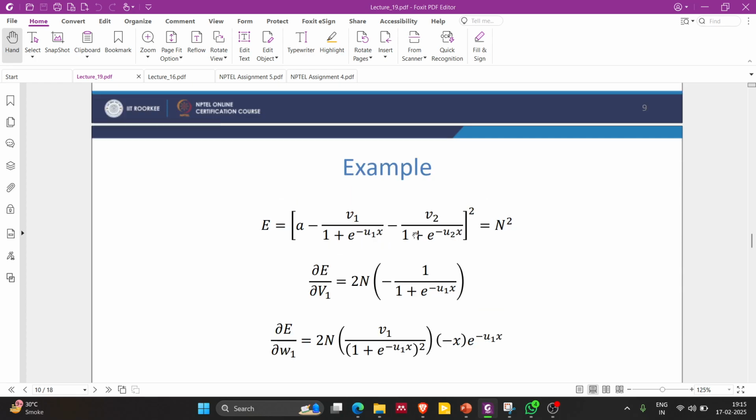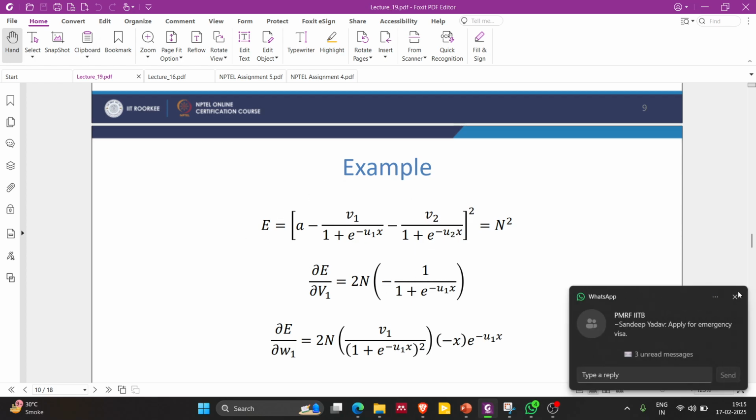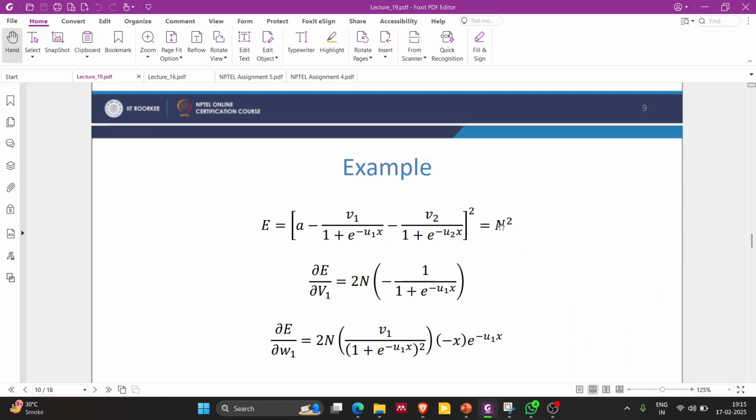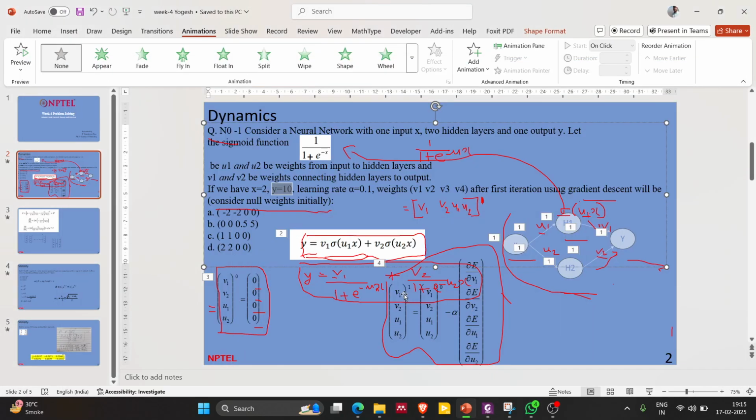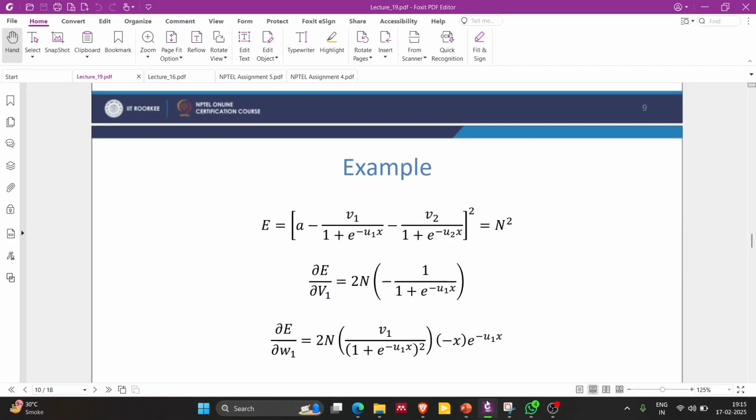They have replaced this thing with n square also. So when you do dou v1, we actually have four terms: dou v1, dou v2, dou u1, dou u2. When you partially differentiate with respect to v1, you will get something like 2n minus 1 plus u1x.